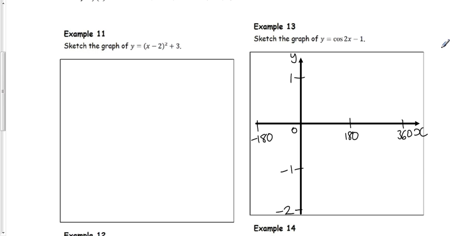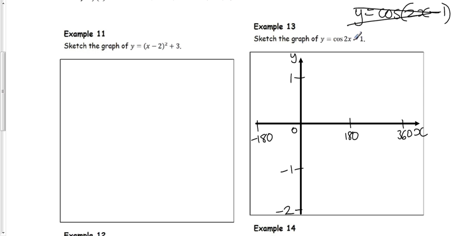C3. Transforming graphs of functions, example 13. The graph of y equals cos 2x, take away 1. First of all, I'd like to point out that this is different to y equals cos bracket 2x minus 1. If we had brackets around the 2x minus 1, this would be a completely different graph.